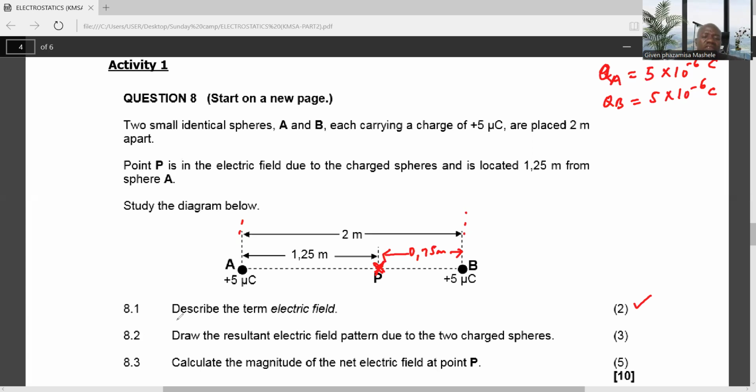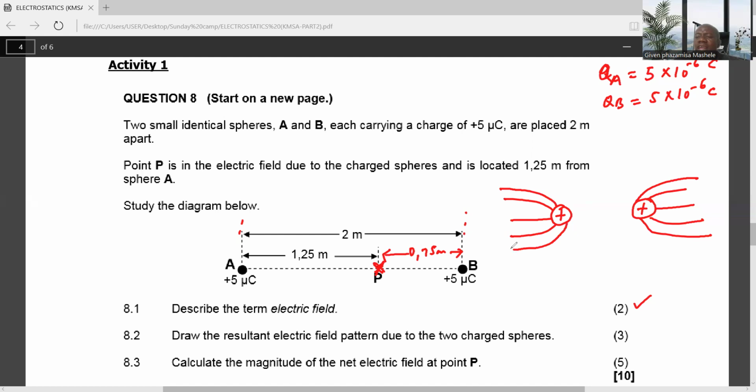Then the second one says draw the resultant electric field patterns due to the two point charges. It means due to charge A and B. But since they're both positive, what's going to happen? They will not attract, they will repel. So we'll have a repulsion. This is what you're going to have. So we're going to have a repulsion between these two point charges.